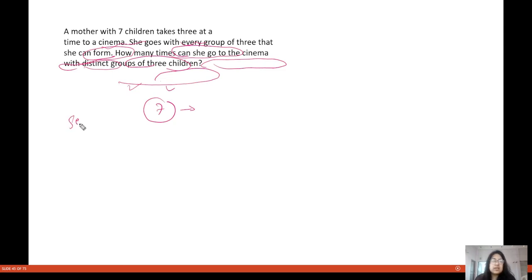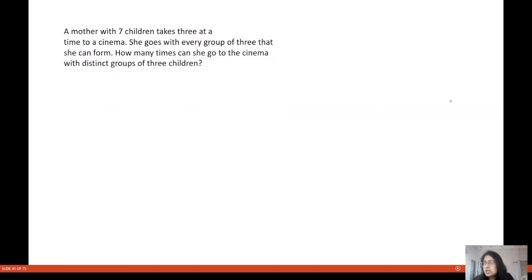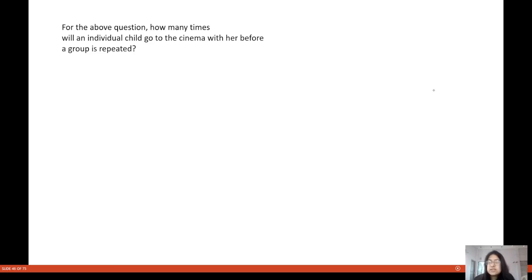See, here you only have to consider selection. I hope everybody is clear that you have to just consider selection here. So she has 7 children, A, B, C, D, E, F, G. Either she can go with A, B, C, or B, C, D, or C, D, E. In this way, what is the number of combinations you are going to make? That is all the question is asking. So simply the answer becomes 7C3. So this question is that simple. We just have to recognize what we want in this question.